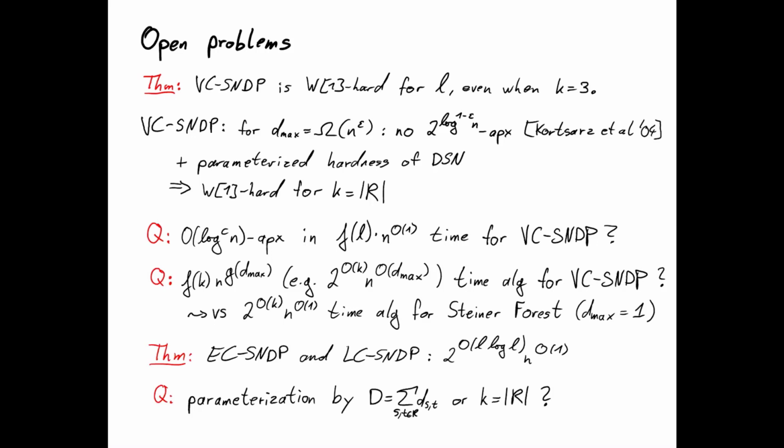Last but not least, I also want to mention, we looked at the solution size as a parameter, but it's not clear what happens for stronger parameters. I mean, for those cases where it's FPT, namely edge connectivity and element connectivity. And if you would parameterize by, say, the sum of demands, or maybe even the number of terminals, we don't know what the complexity is in these cases.